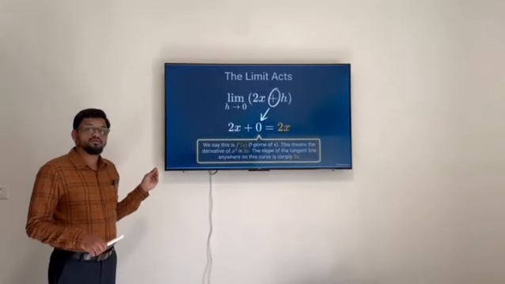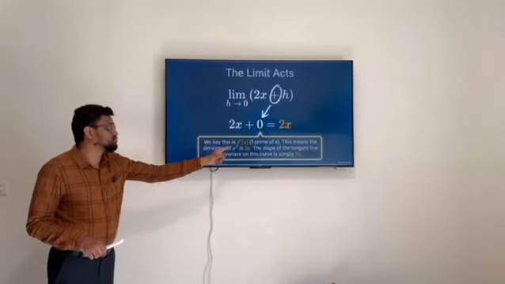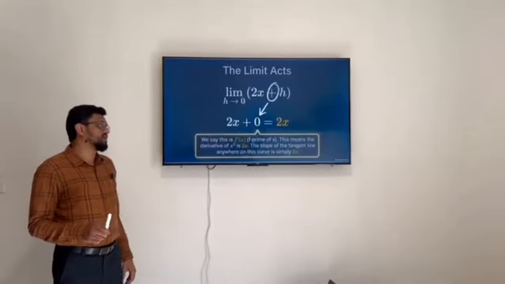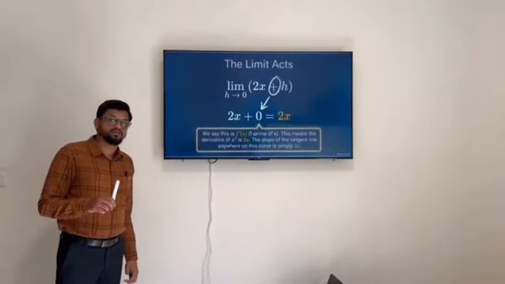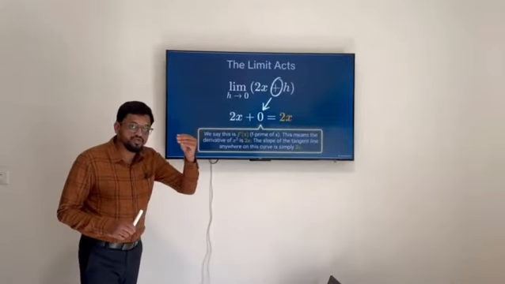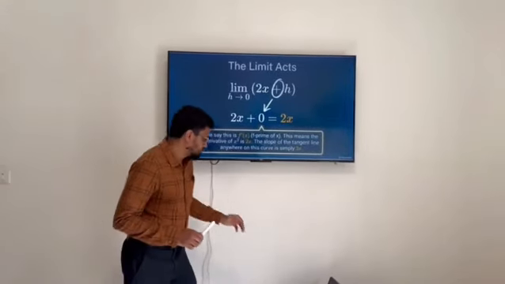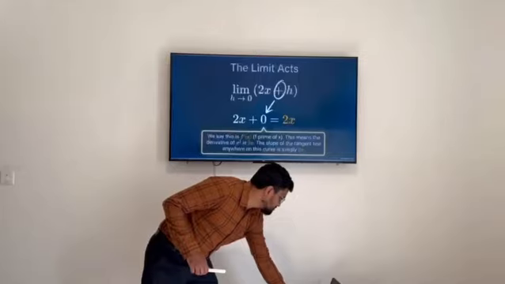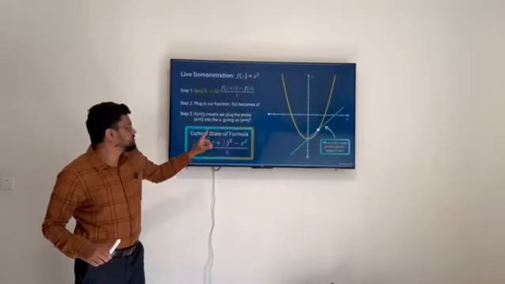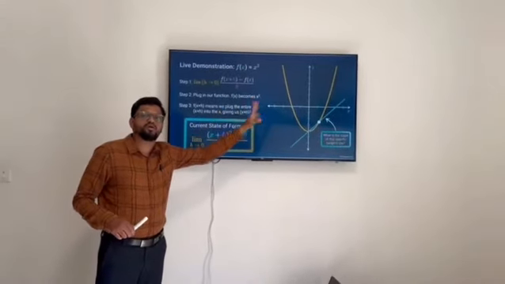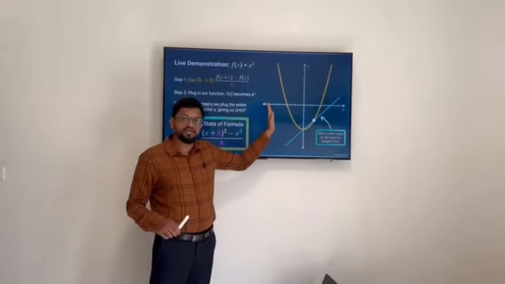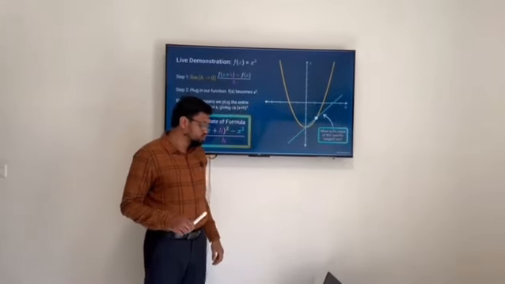This means the derivative of x square is 2x. The slope of the tangent line anywhere on the curve is simply 2x. For the slope of the line at any point on this curve, if you draw the tangent, we will get the answer to be 2x.